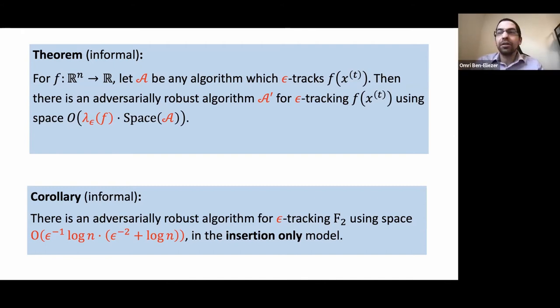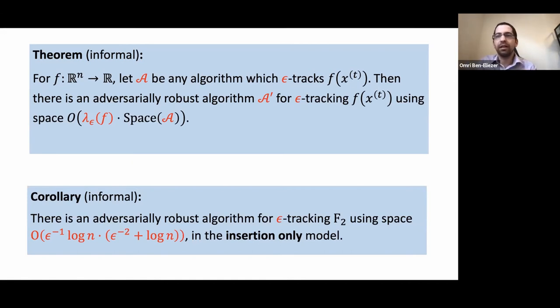That's an important distinction, because if you can increase and decrease the norm vector like in the turnstile model, then it's a problem. Absolutely. And the second question is, is there something better you can say about the flip number for the L2 than one over epsilon log n? Is this the best bound? Not really. That's a tight bound. It is. I see. Yeah.